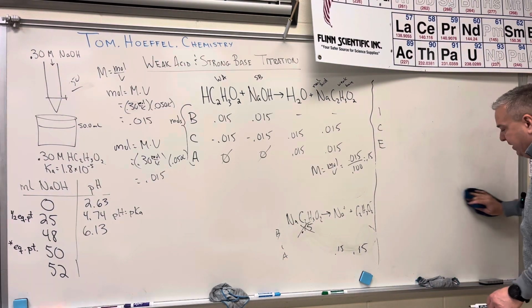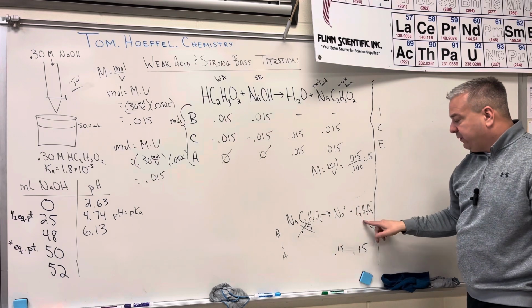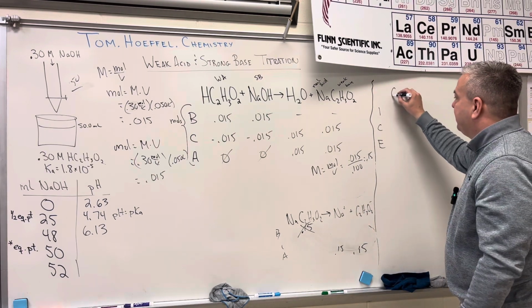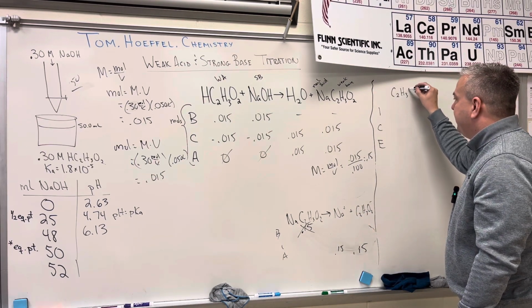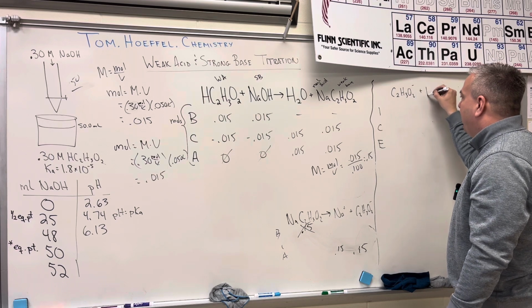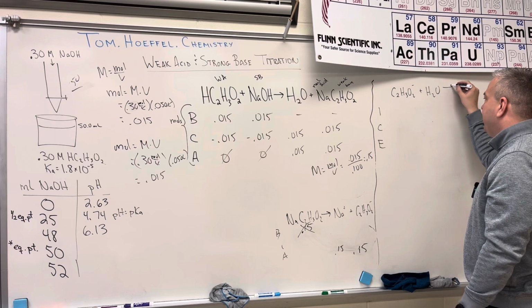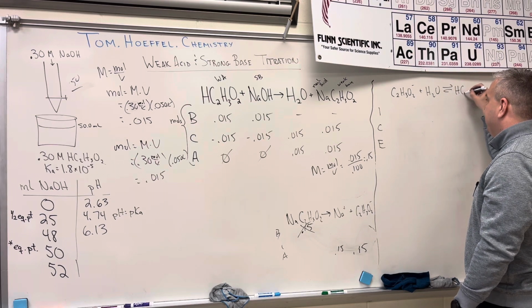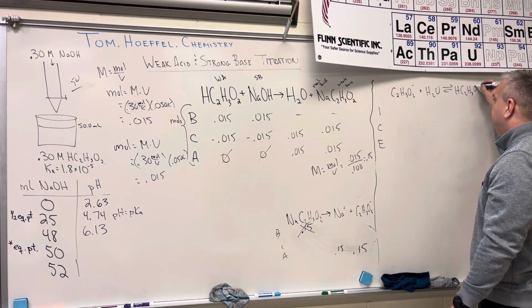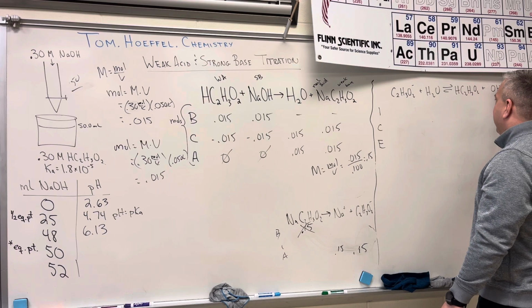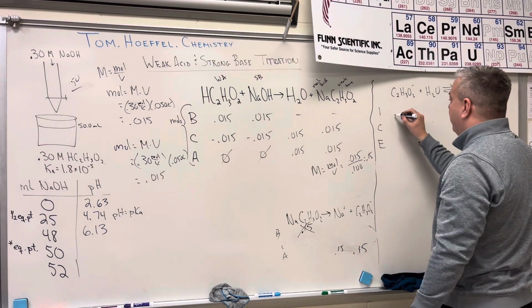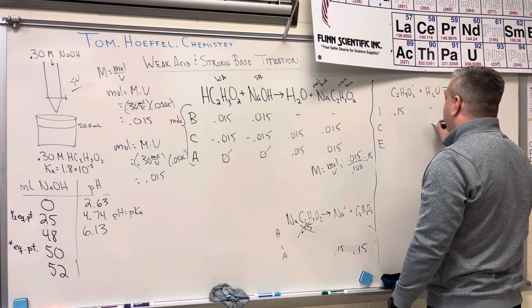And the base equation that we're going to write is for the acetate ion. So the acetate ion plus water, if it's acting like a base, it's going to accept the proton to form acetic acid and hydroxide. And I'm going to plug in this 0.15 right here.